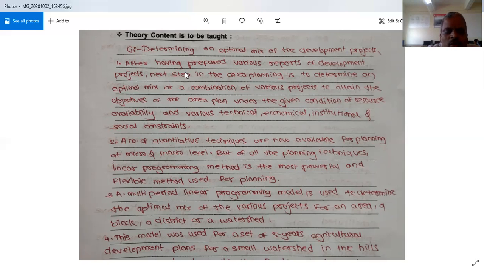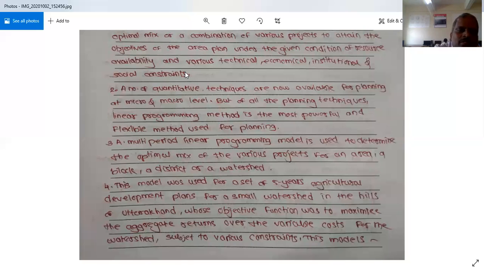The second point is that a number of quantitative techniques are now available for planning at micro and macro level. But among all the planning techniques, the linear programming method is the most powerful and flexible method used for planning. Although there are a number of techniques for micro and macro level planning, linear programming is the most important because it is flexible, and with the help of this method, we can very easily implement or run the project very effectively.